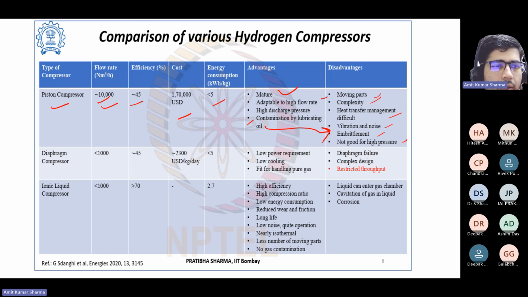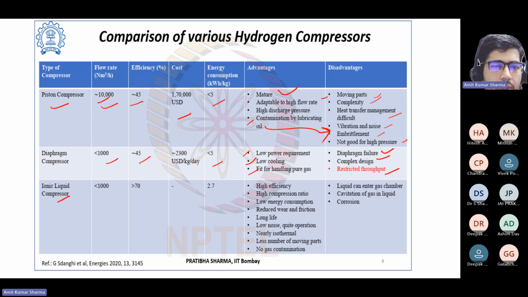Now the diaphragm compressor: flow rate less than 1,000 meter cube per hour, efficiency 45%, 2,300 USD per kg per day, and energy consumption less than 5. Advantages: low power requirement, low cooling, fit for handling pure gas. Disadvantages: diaphragm failure, complex design, restricted throughput.